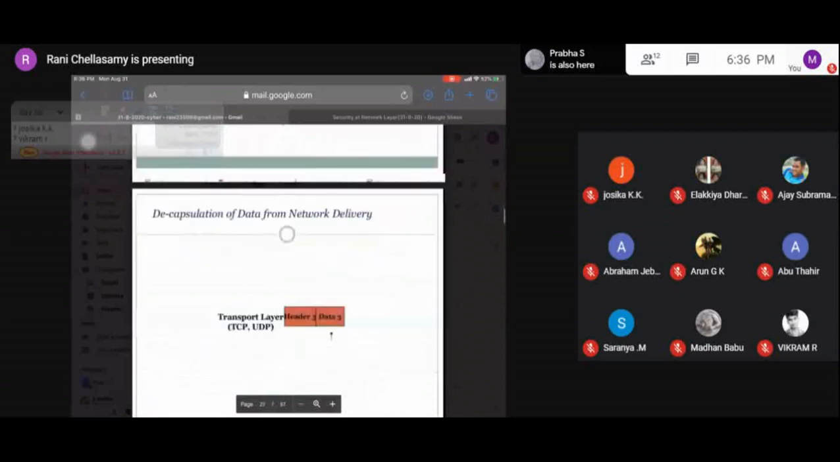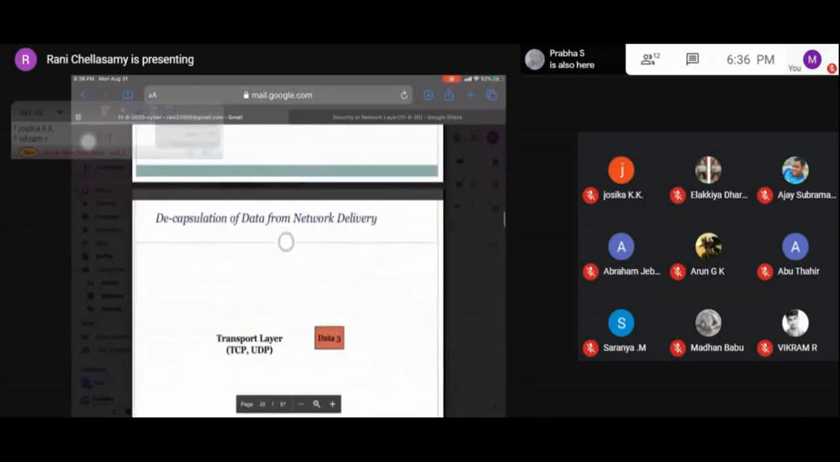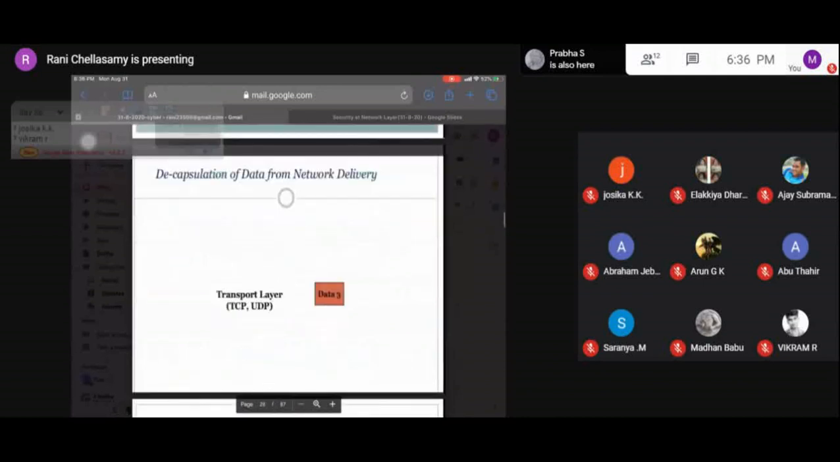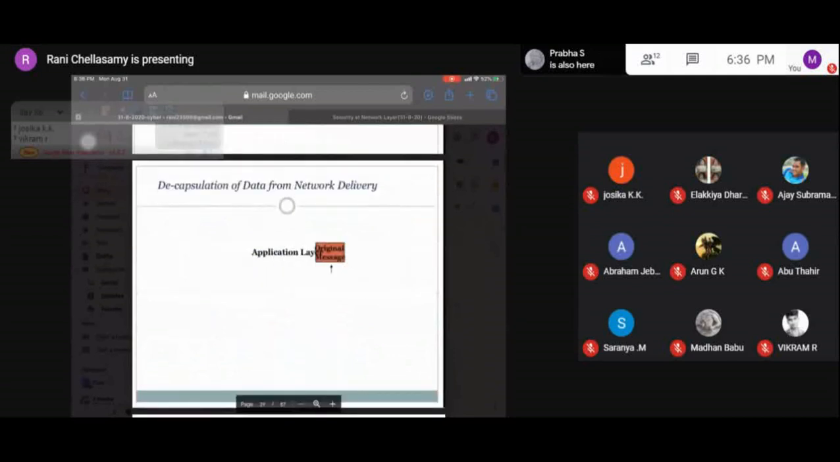Removing header 3, you will have data 3 alone. Next, moving on to the upper layer, the application layer, you will have only the original message. So in this way, at the sender side the headers are attached to the original data, which is the encapsulation process, and at the receiver side you have to process the decapsulation part, that is, separating the header and the data.